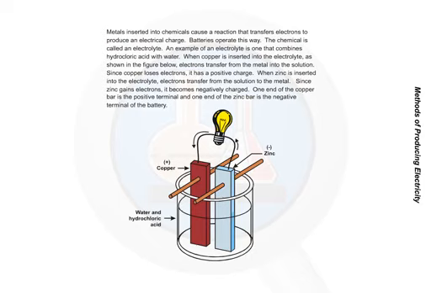Since copper loses electrons, it has a positive charge. When zinc is inserted into the electrolyte, electrons transfer from the solution to the metal. Since zinc gains electrons, it becomes negatively charged. One end of the copper bar is the positive terminal, and one end of the zinc bar is the negative terminal of the battery.